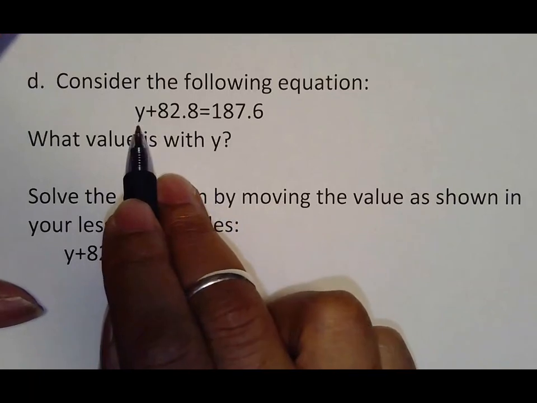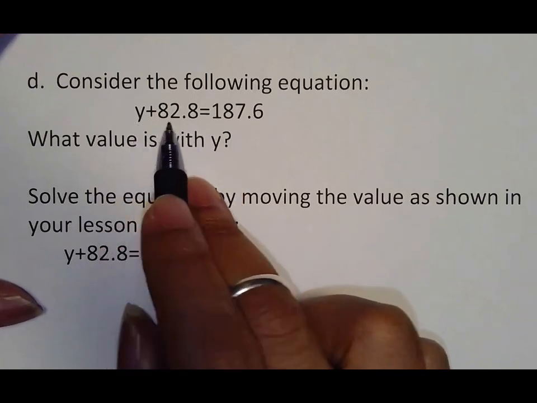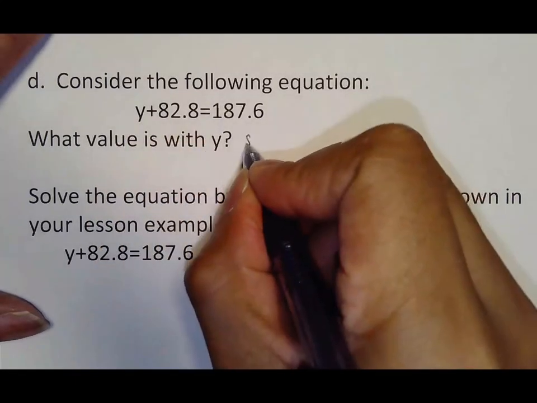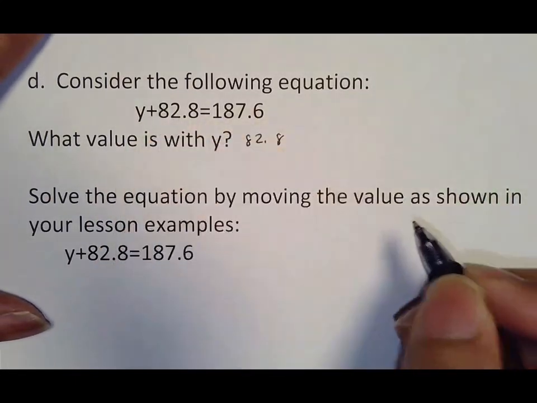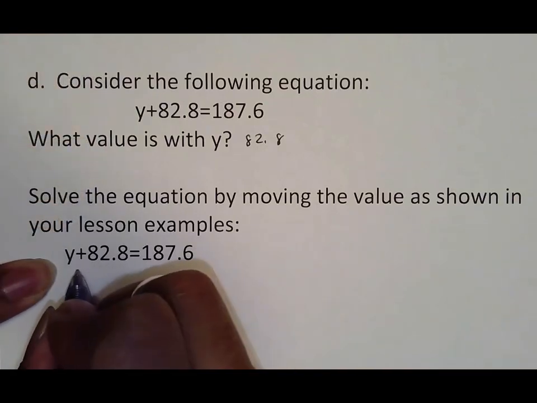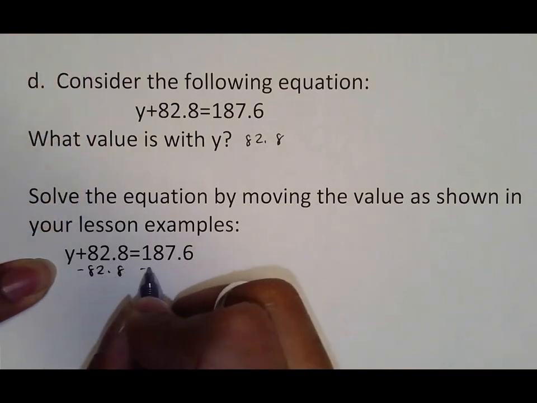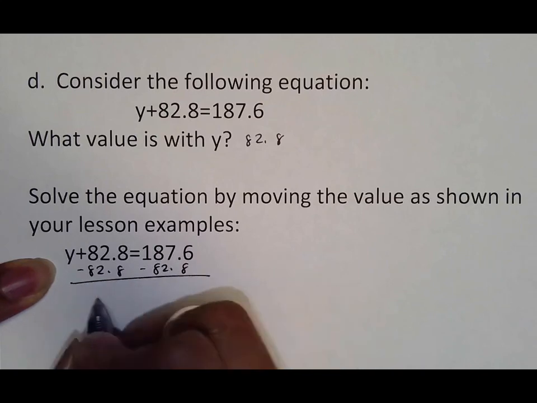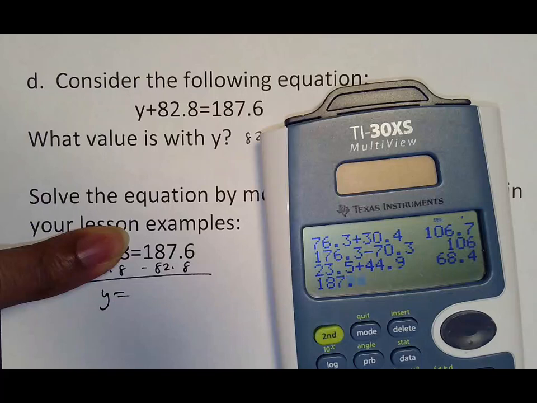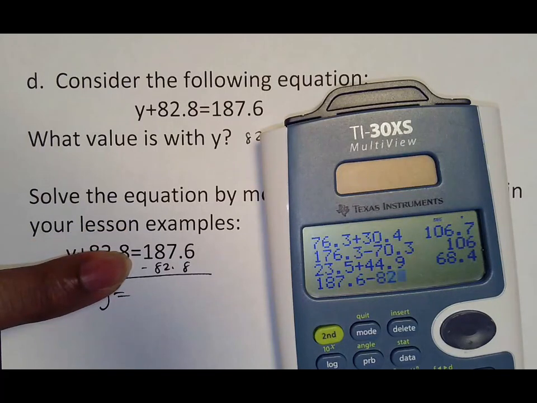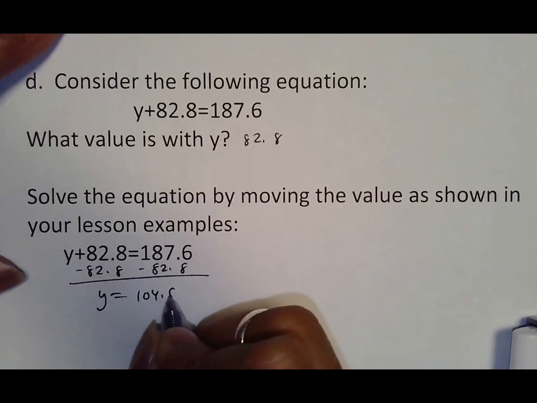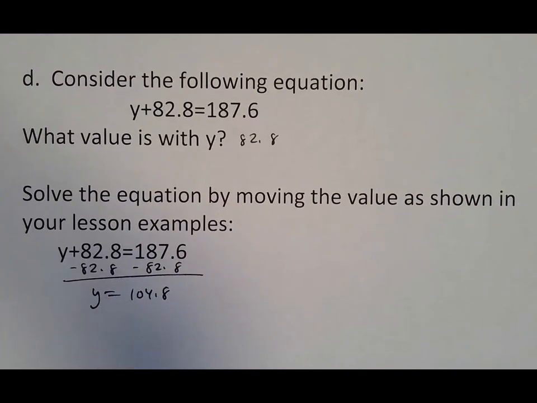And then the last one for today before we talk about wrapping it up, y plus 82.8 equals 187.6. The value with y is 82.8 because that's on the left. How do you move an 82.8 that's positive? You use a negative 82.8. Y comes down over here on the other side. Simply type 187.6 minus 82.8, getting 104.8. And again, that's not a tough process.